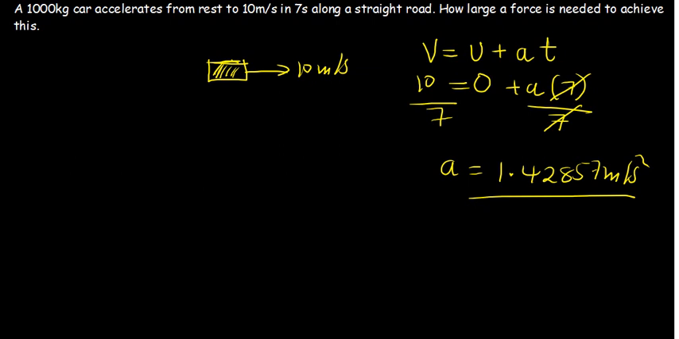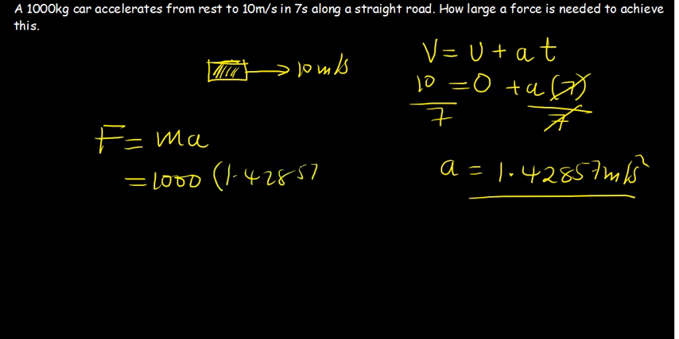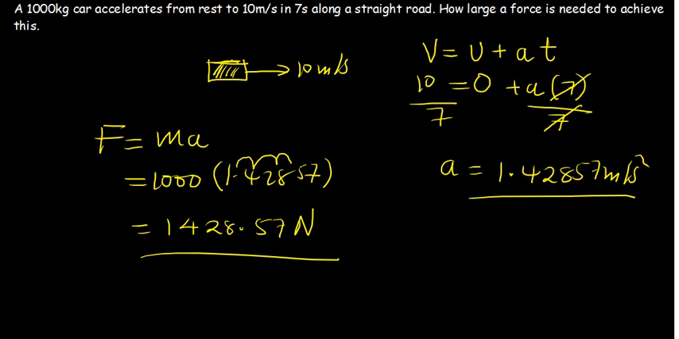So from Newton's second law, force is given by mass multiplied by the acceleration. This is a 1000 kg car, and then the acceleration is 1.42857. So when you're multiplying a number by a number that has zeros, just count the zeros like multiples of 10. We have 3 zeros, so the decimal point moves 1, 2, 3. So therefore that would be 1428.57. Now it is in Newtons. So this is the force that is required to achieve that.